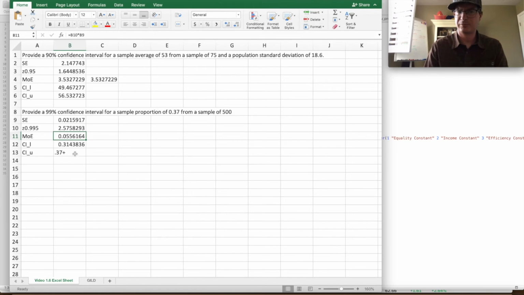Oops, I forgot to do equals again. I wonder why I only do it on the upper one. 0.37 plus margin of error.